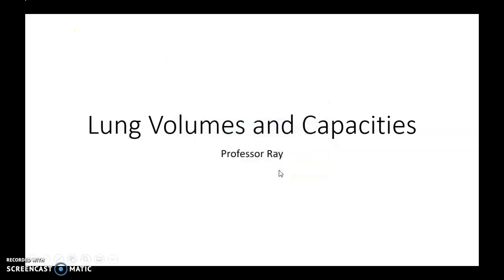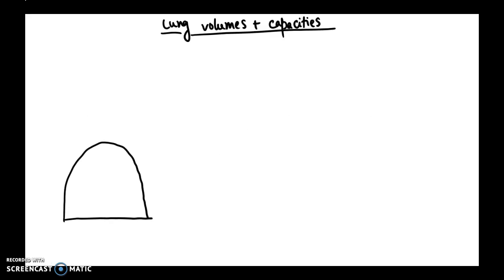Alright class, so today we are going to talk about lung volumes and capacities, and this is something that you must know for the quizzes and the practical exam. This is something that students often get confused with, so I thought I'll make a mini video with hand-drawn representations of lung volumes and capacities.